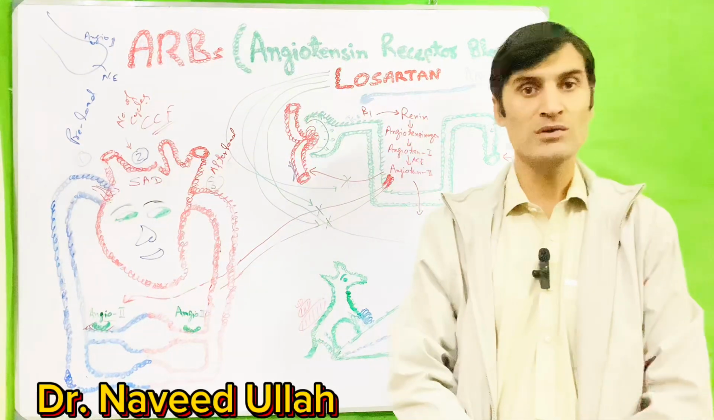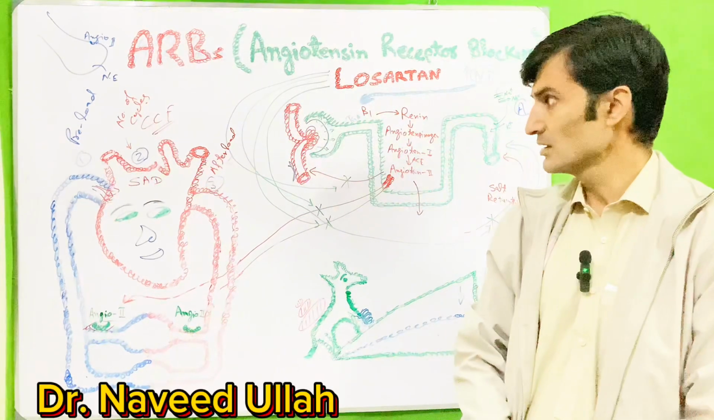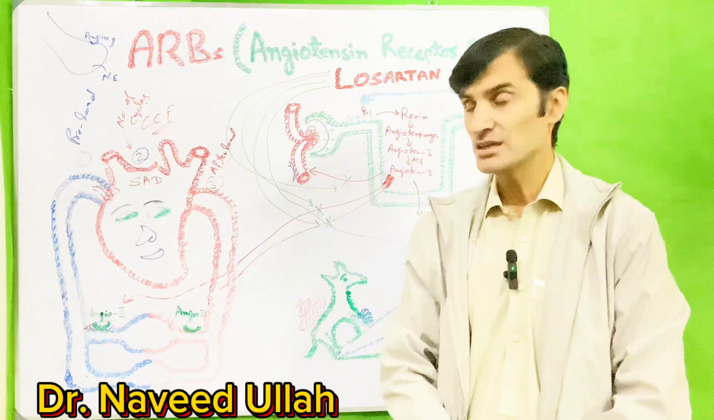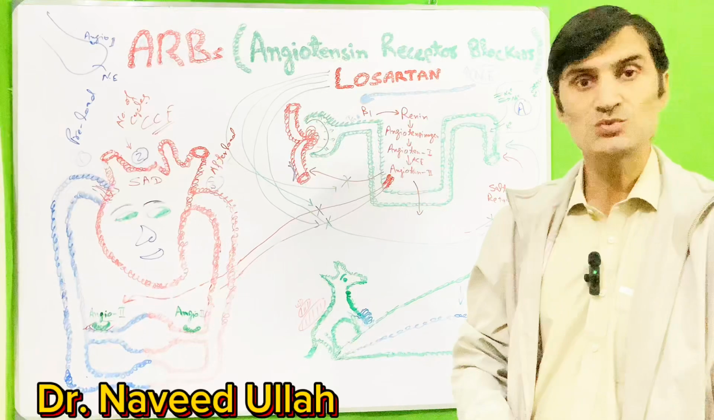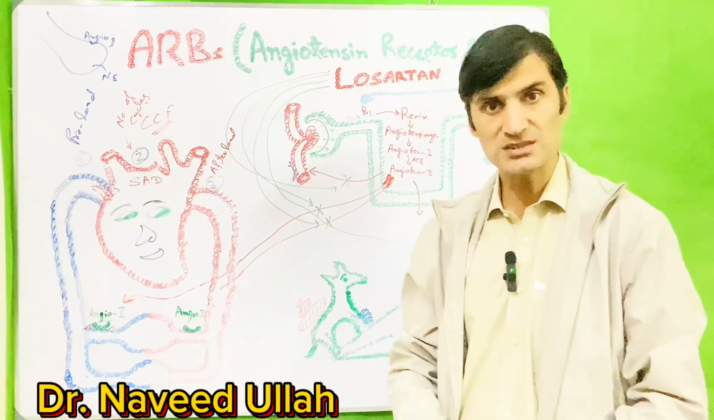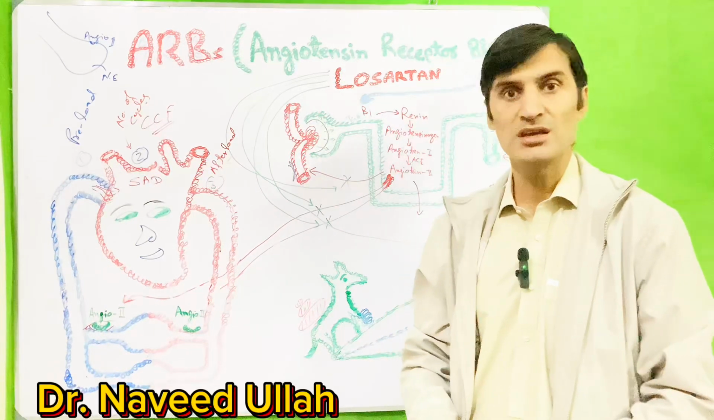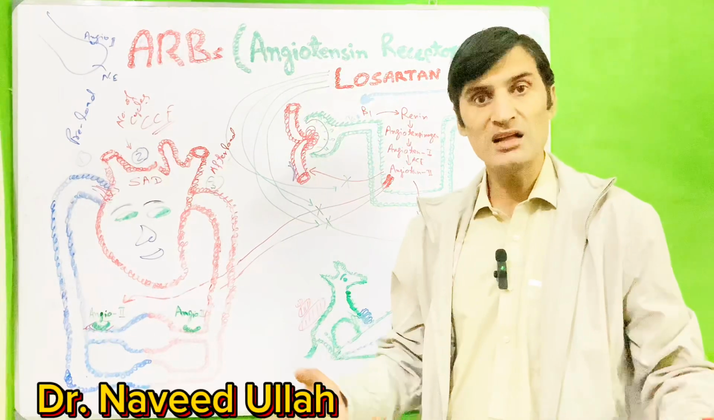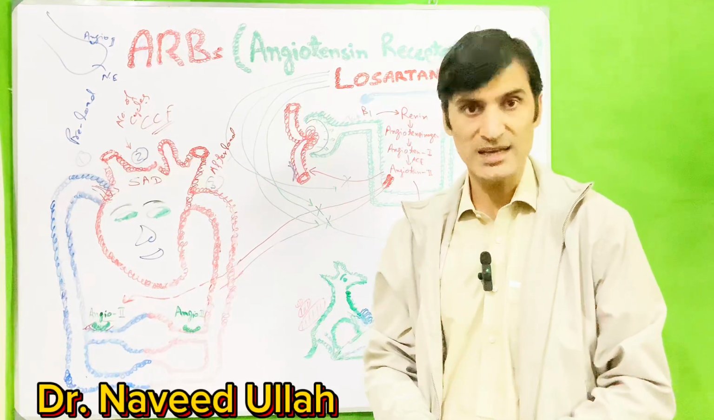Today we will continue our second lecture of ARBs, angiotensin receptor blockers. Last time we had discussed that ARBs, losartan, valsartan, candesartan, how these drugs will act and how these drugs will produce various beneficial effects in the management of hypertension, in the management of myocardial infarction, in the management of congestive cardiac failure. So today we will discuss all these mechanisms, specifically how these drugs will act.